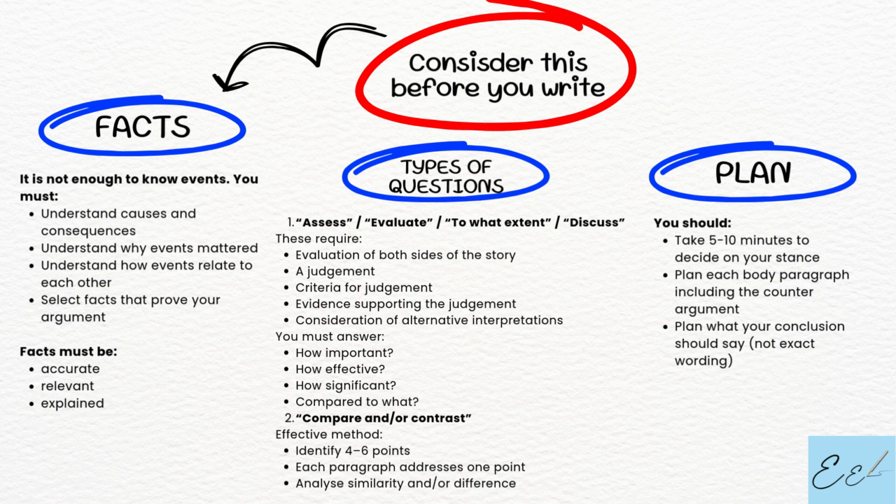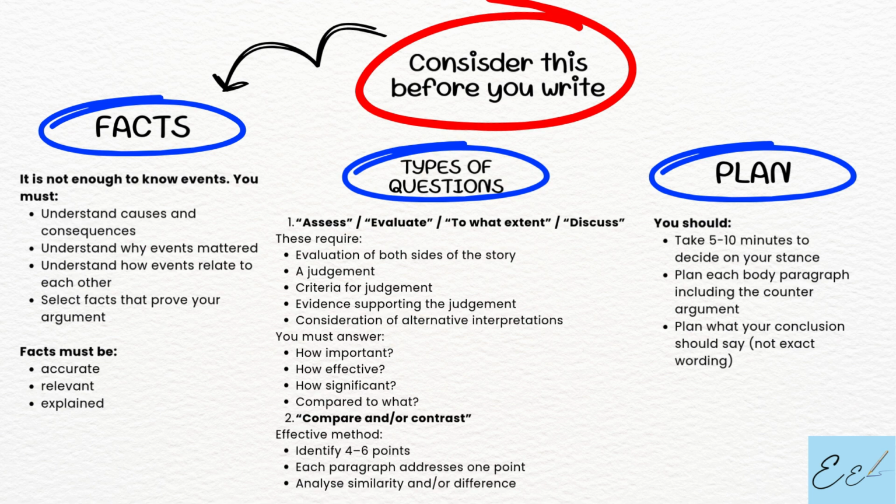Then you should plan. This is possibly the most important thing you should do when you write your discursive essay. You need to take 5 to 10 minutes to decide on your stance firstly. Then, based on that stance, you need to plan what each body paragraph is going to include, including the counter arguments. And then you can plan what your conclusion is going to say, not necessarily the exact wording, but you need to have a goal.